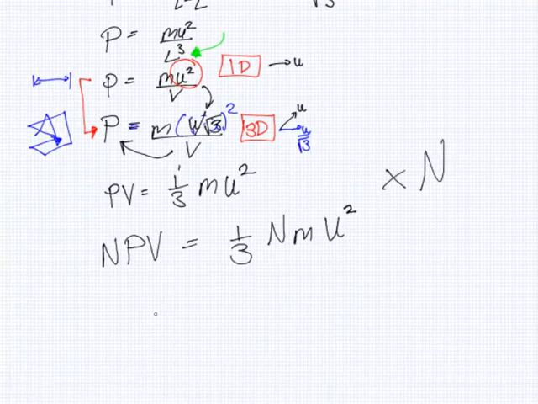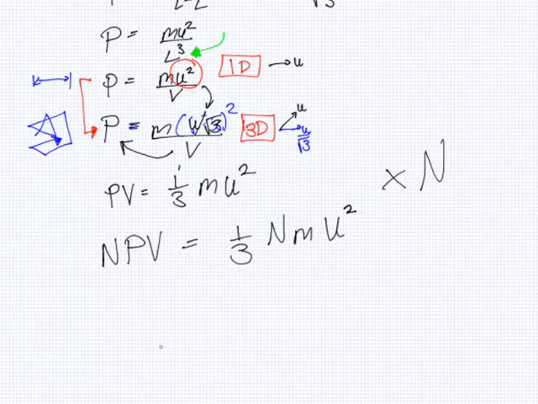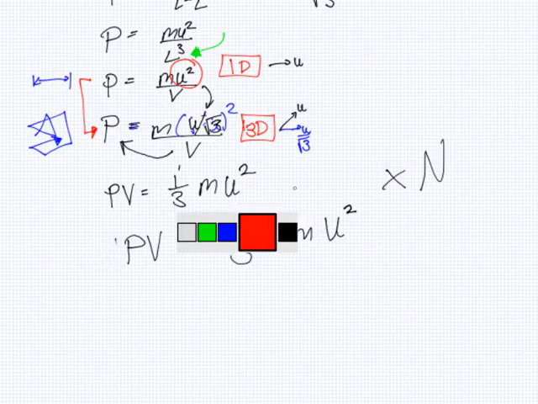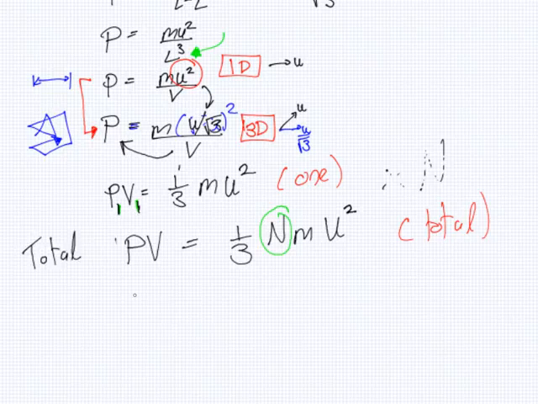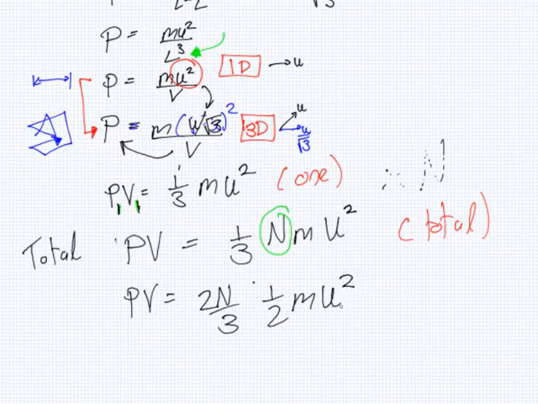Okay, we're nearly there, I promise you. Oh, sorry, no. This here is only for one. But this here is the total, when you have n of them. So this here is only for one, but this is for the total. Okay, PV equals n over 3 times 2 times 1/2 mu squared. We're nearly there, I promise.